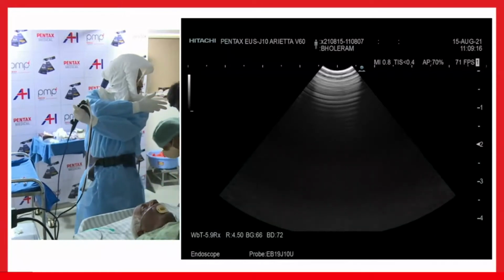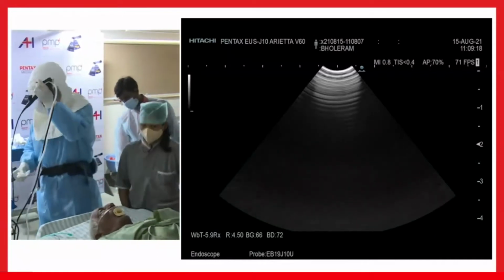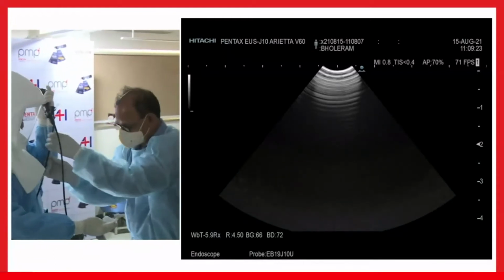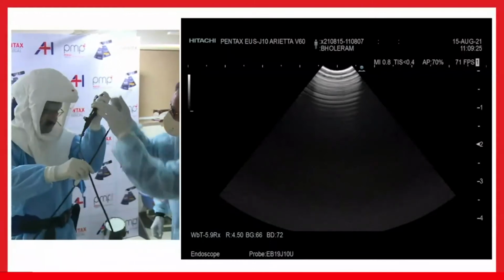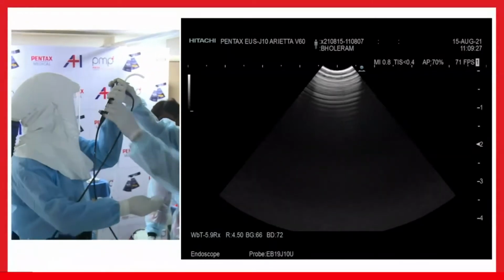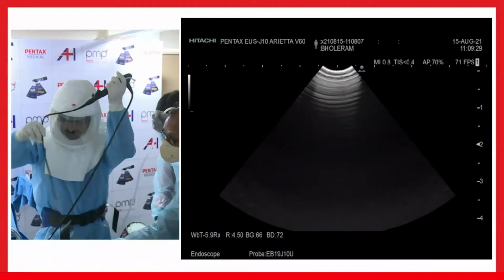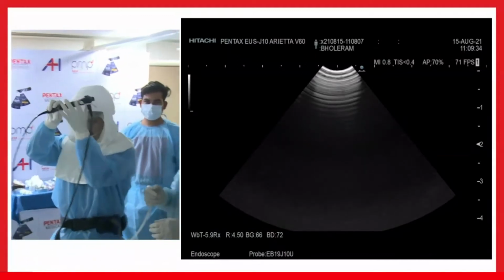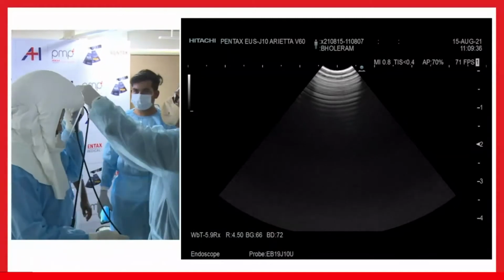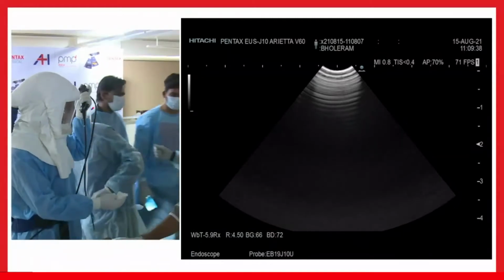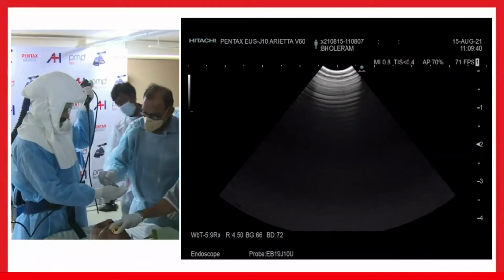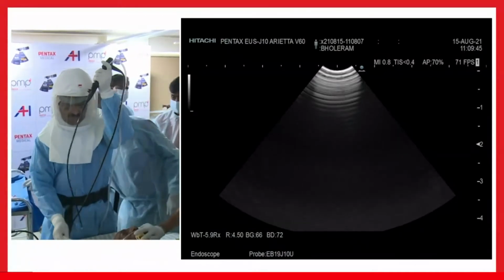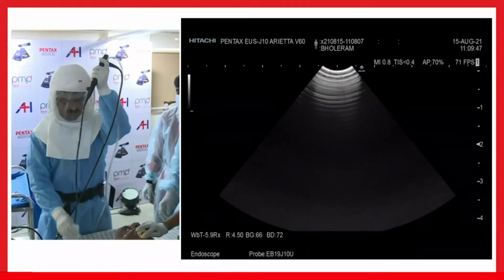Gauze piece, jelly. For the beginners, always put in proper jelly, so that it can lubricate through all this scope.